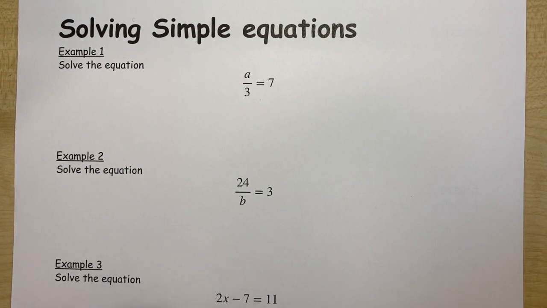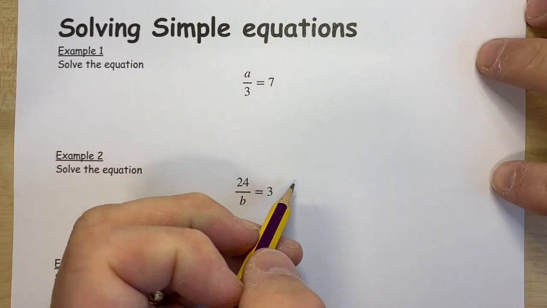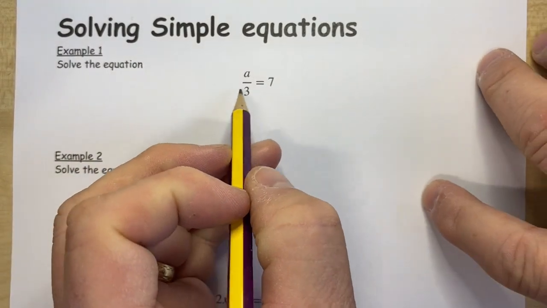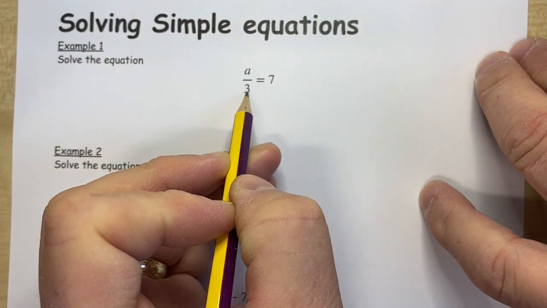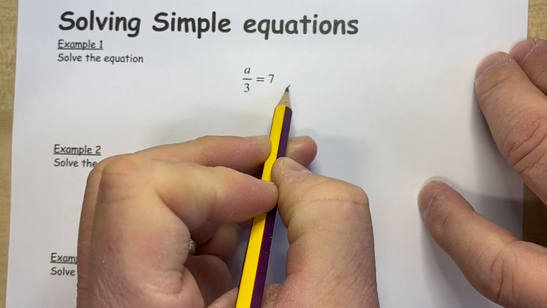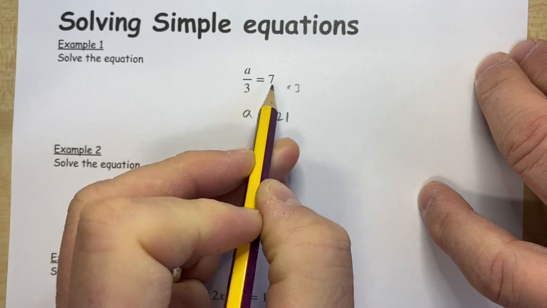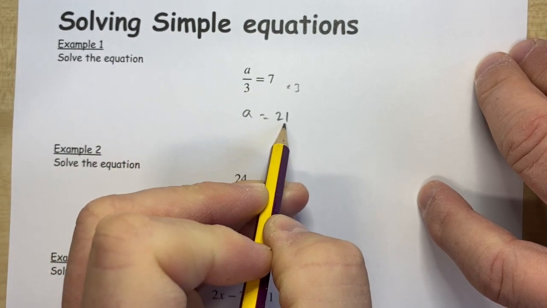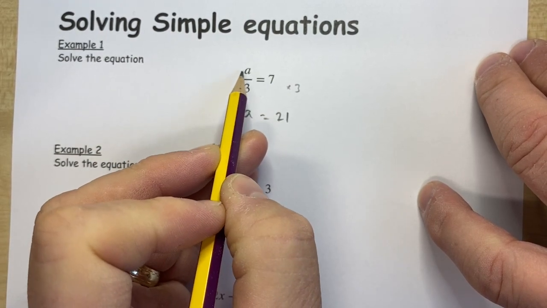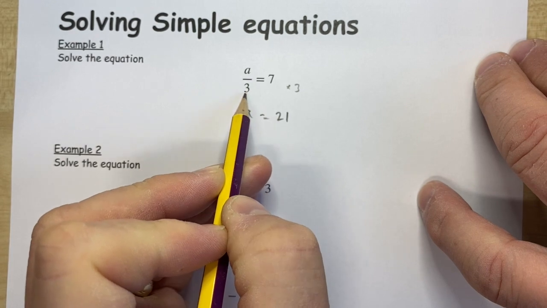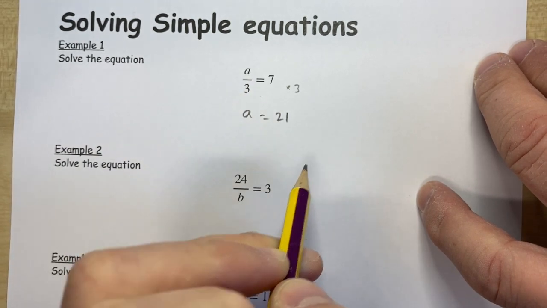Okay, carrying on with the solving of the simple equations by using the opposite approach. Here we've got a divide 3, which on the other side becomes a times 3. So the letter A had to be 21 because 7 times 3 is 21. Now you can see that that's true because 21 when shared by 3 does give you the 7.